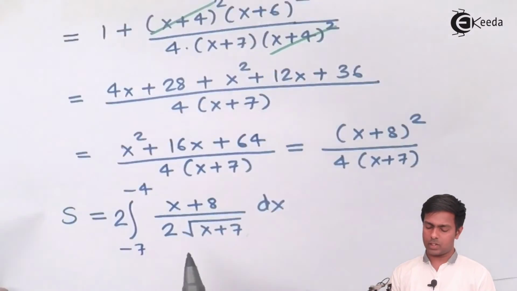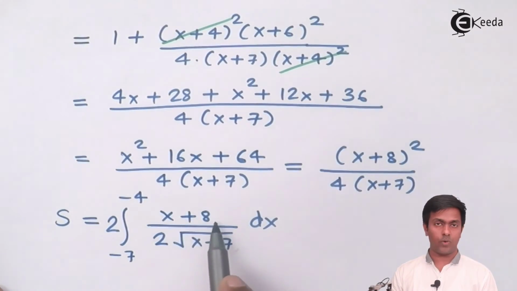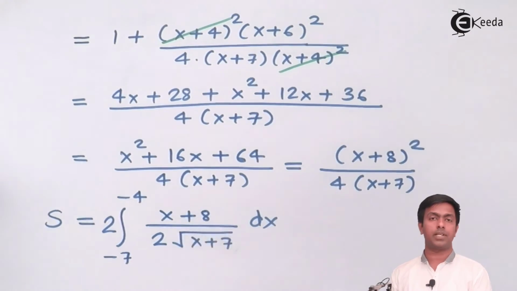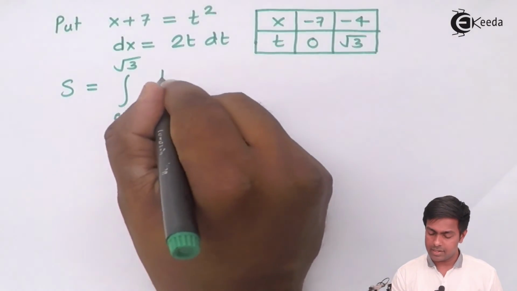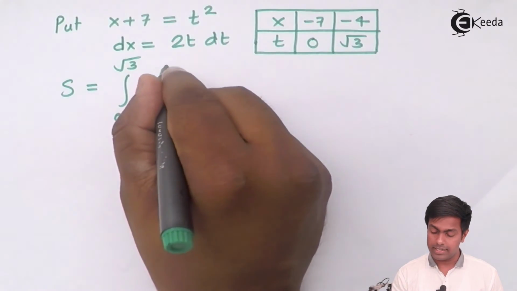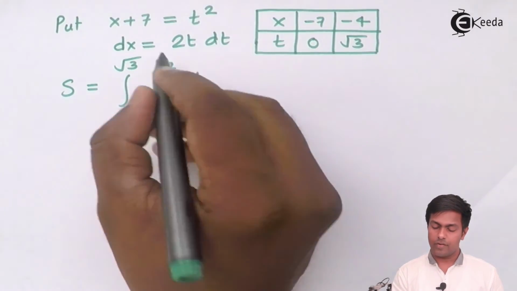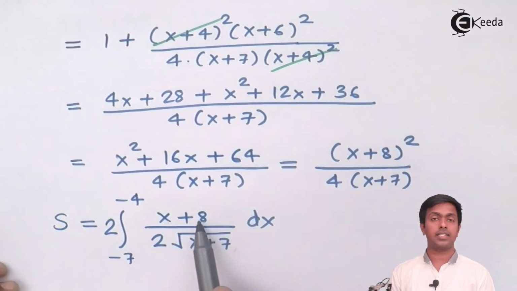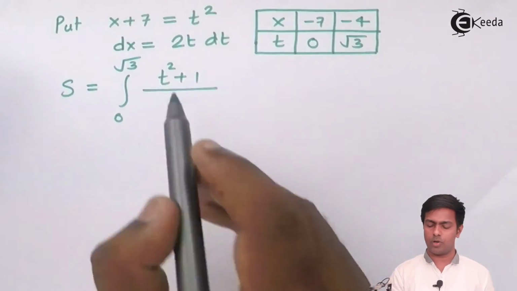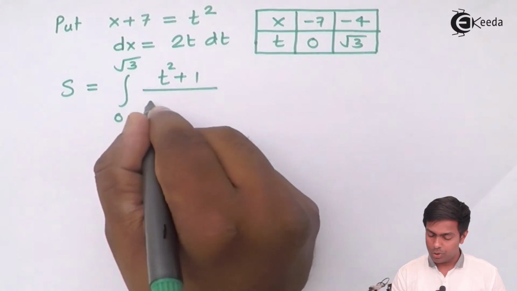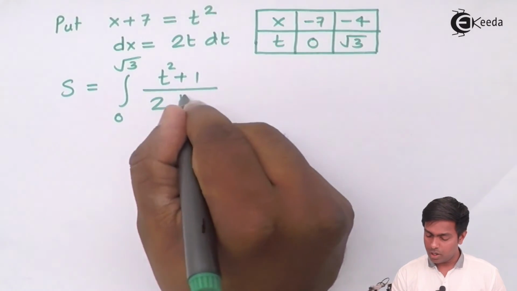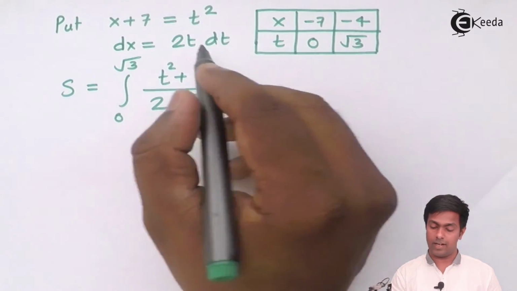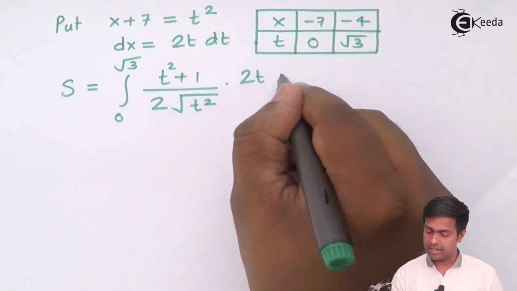Next, we have x plus 7 over here, x plus 8 over here. Out of that, x plus 7 is t square. So this will become t square plus 1, because guys, we are saying x plus 7 as t square. So here we'll get x plus 7 as t square and 1 as it is. So t square plus 1 upon 2 into under root t square into dx. The value of dx is 2t dt.